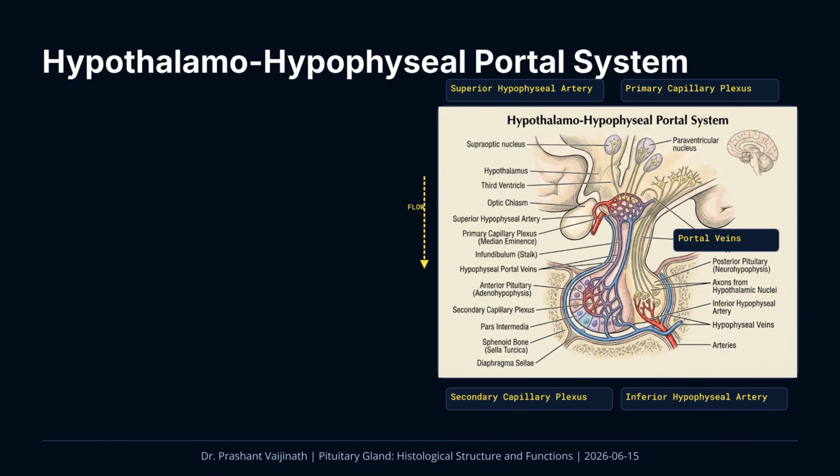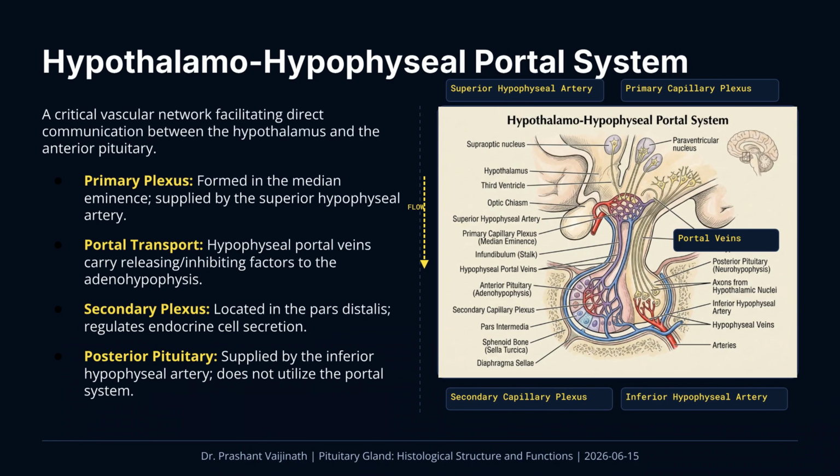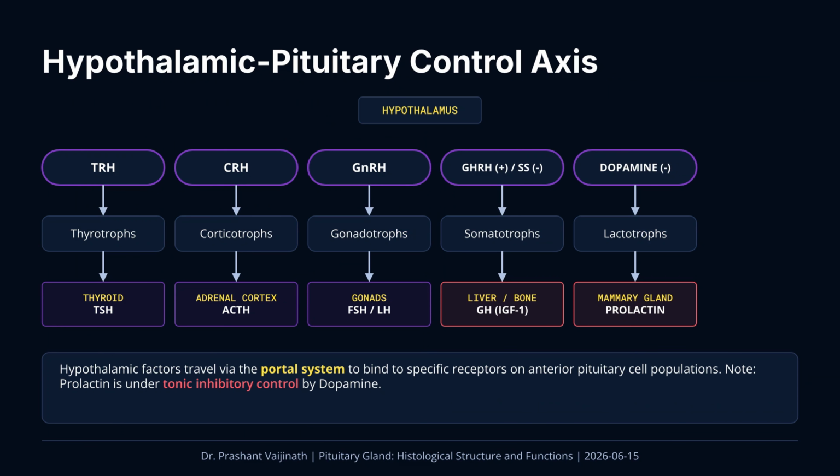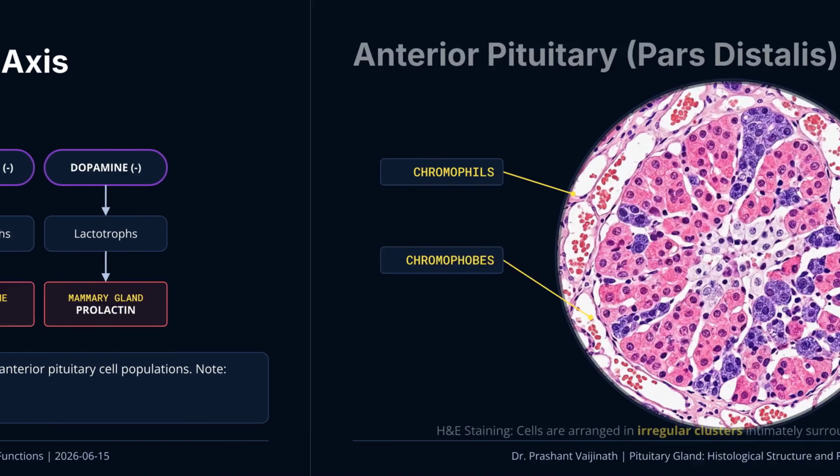The hypothalamo-hypophyseal portal system is vital for communication. It involves the primary plexus, portal veins, and secondary plexus, ensuring efficient transport of releasing and inhibiting factors to the anterior pituitary. Hypothalamic factors regulate the anterior pituitary's hormone secretion. These factors travel via the portal system, stimulating or inhibiting pituitary cell populations to release hormones that target distant organs.